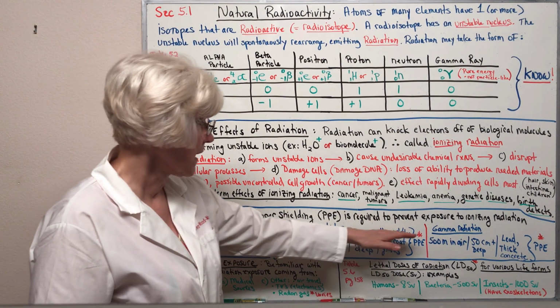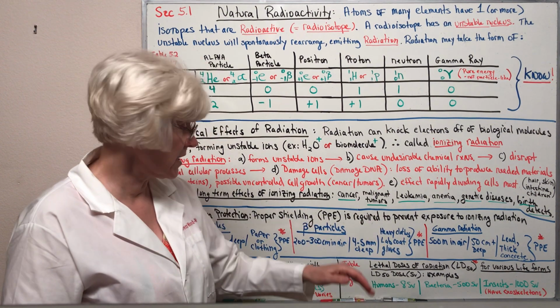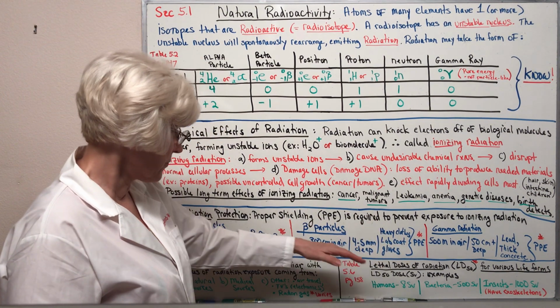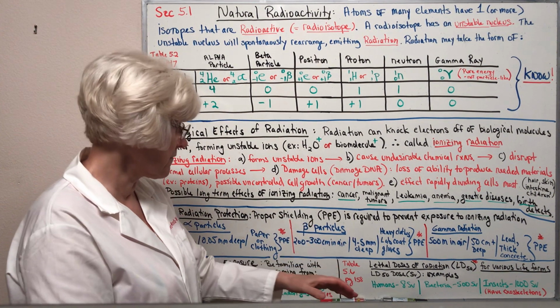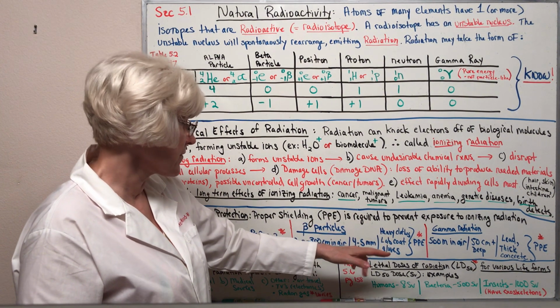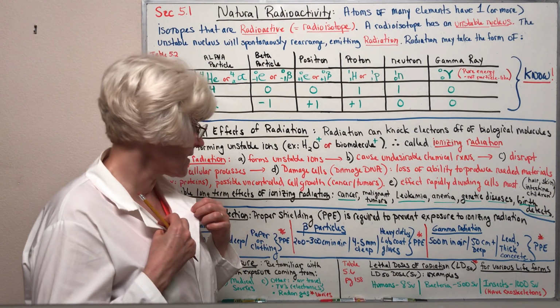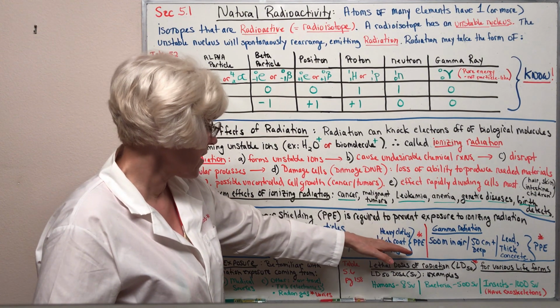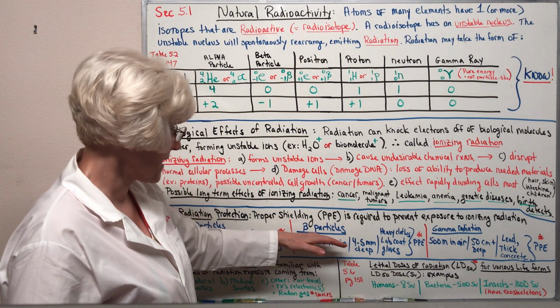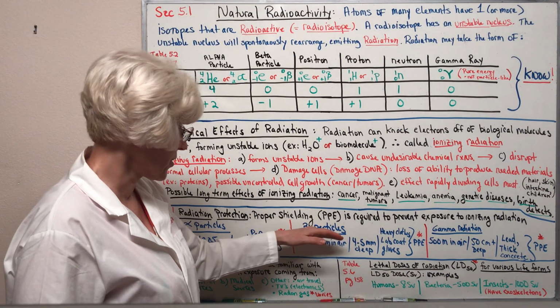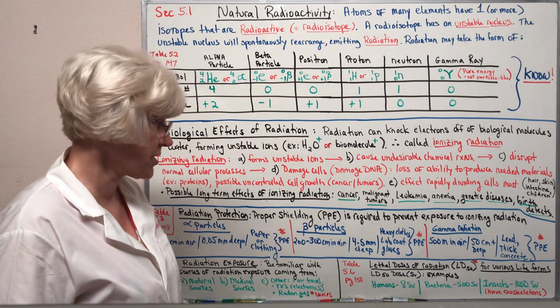What sort of personal protection equipment would you need to prevent exposure from beta particles coming from the external environment? Heavy cloth, like this lab coat for instance. So heavy clothes, lab coat, and gloves would be necessary to prevent exposure from beta particle radiation.